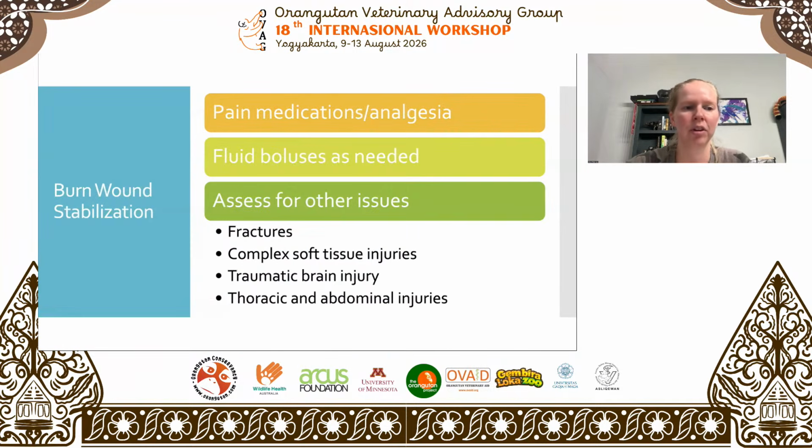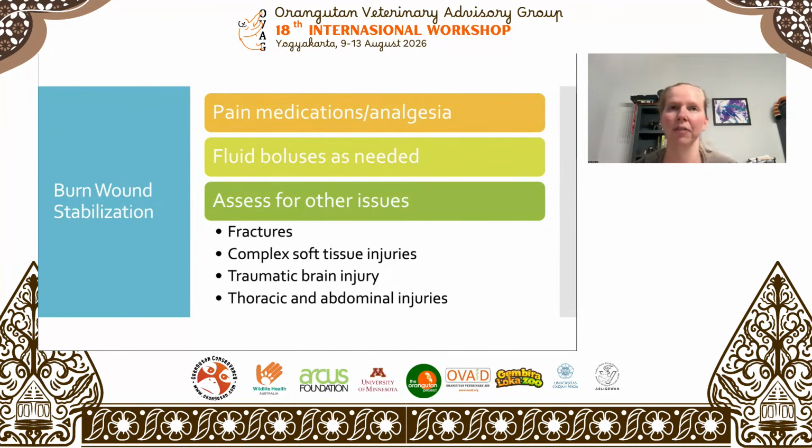So after we've done our triage exam, concurrently, we'll be giving fluid boluses based on what we see in our triage exam. And we're going to want to get pain medication on board because this is a very painful issue. And then we will want to check for other issues that might be going on.